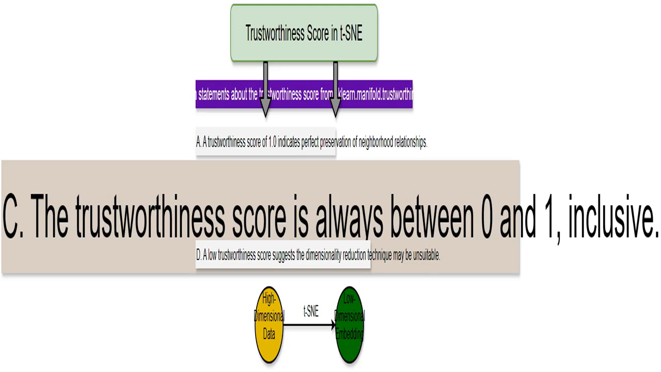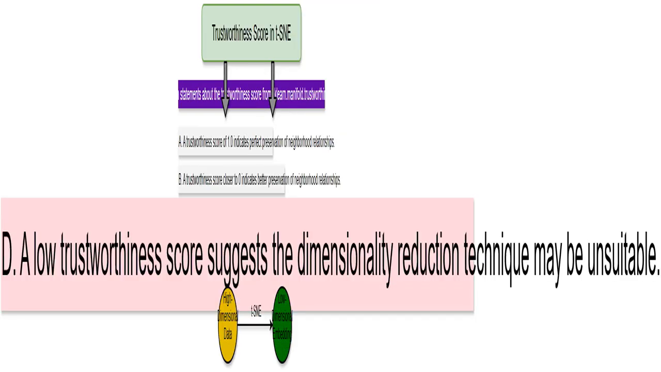It's a convenient scale for interpreting the performance of t-SNE. Absolutely. A low score is a red flag suggesting that t-SNE may not be the ideal method for your specific data. It might not be capturing the underlying structure well, and other methods might be more appropriate.